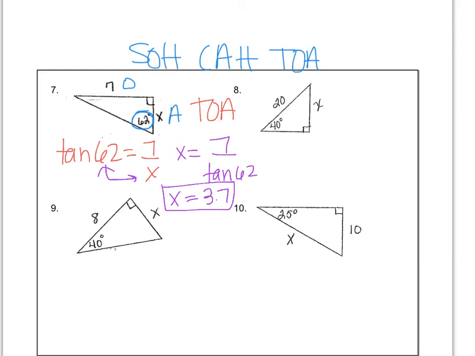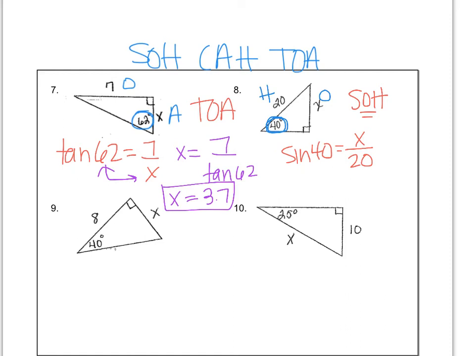Let's try this one. We're looking from the 40. From the 40, this is the hypotenuse because it's across from the right angle, and this is the opposite. So we're going to do sine because O and H is in SOH. So it's going to be sine of 40 is equal to, follow the order. It's going to change. Sometimes X is on top, sometimes it's on the bottom. This time the X has to come first because it's O and O comes first. So it's O first, H second.